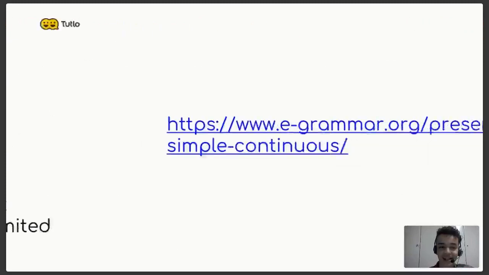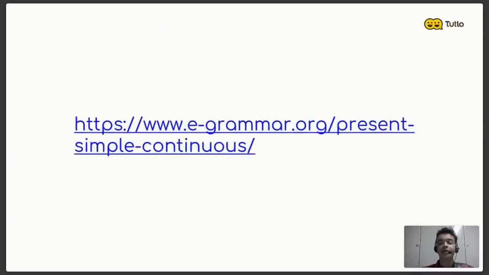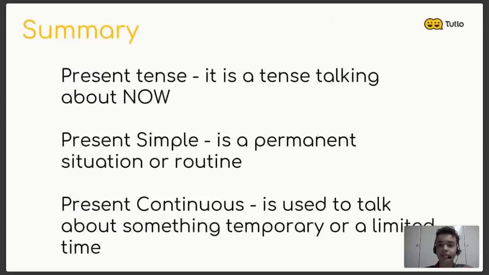It's great to see that. So now, let's talk about a quick summary of what we learned, all right? So present tense is the tense talking about the now. We're not talking about the future, and we're not talking about the past. It is something happening now. Present simple is a permanent routine or situation, all right? And present continuous is used to talk about something temporary or a limited time, right? Remember the difference, because this will take you a long way.